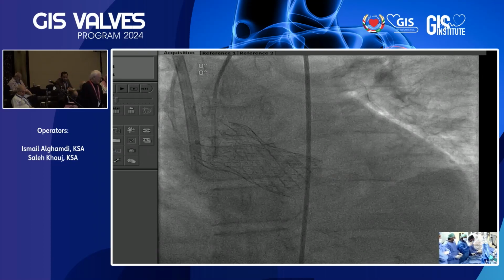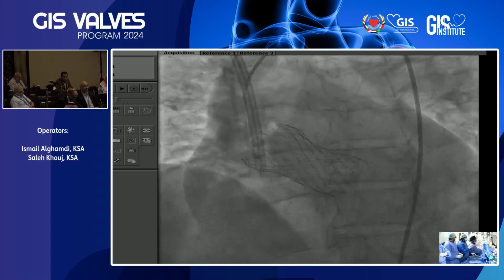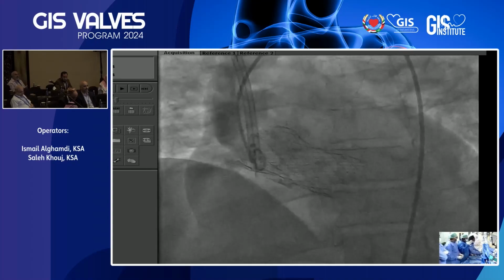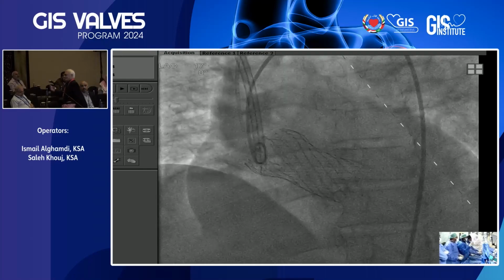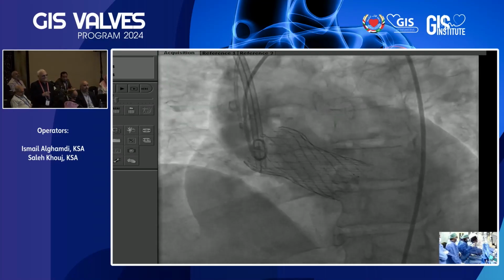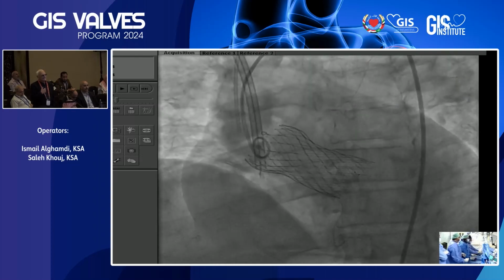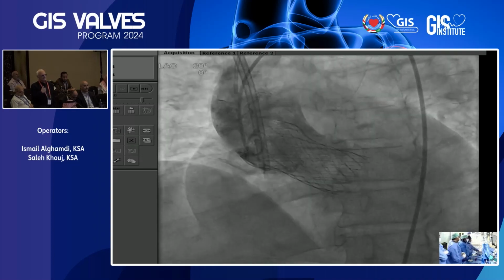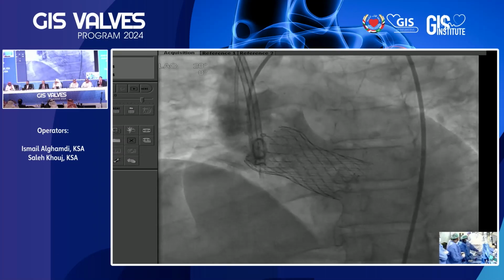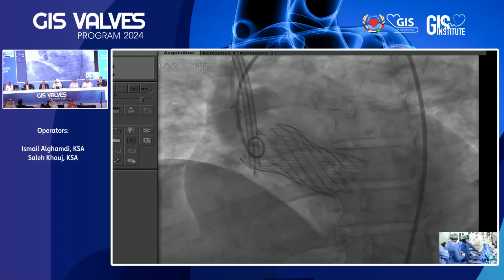Good thing in this valve, the size is good. From the RAO, from the LAO, the valve is well expanded. It's good. Probably the size is appropriate. And for the depth of the implant? The depth is a little bit high, which for future coronary access is not good, but for the pacemaker and conduction, this one is good. So you would take it? Yeah, I would take it.